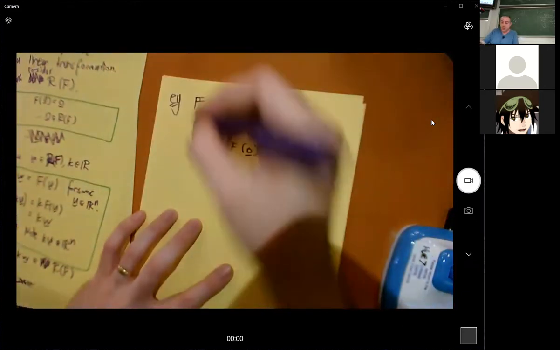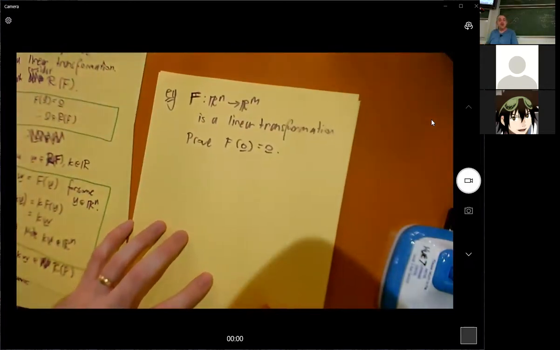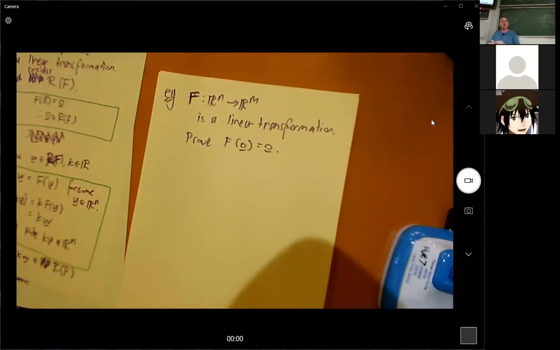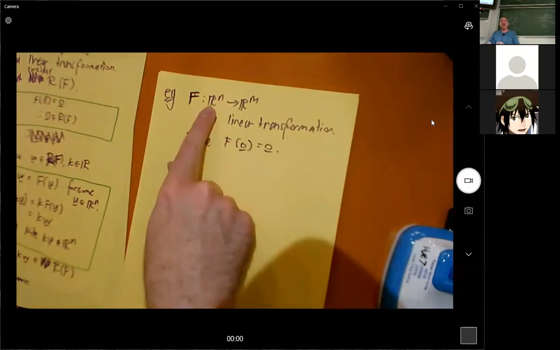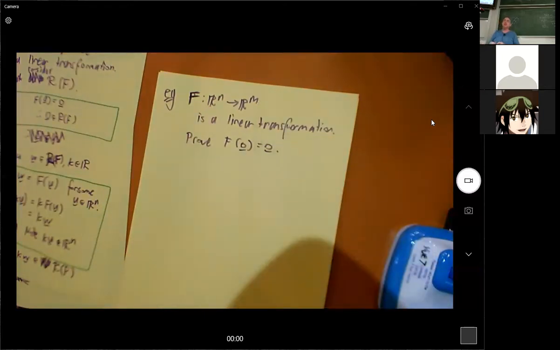So f, which kind of looks a bit like a p, sends Rn to Rm. F, which sends Rn to Rm, is a linear transformation. Prove that f of 0 is 0. Interestingly, this 0 is a vector in Rn, and this is a different 0 because it's in Rm. Look at us being sloppy. But we all know what we mean, so it's okay. This one has n coordinates, this one has m coordinates.